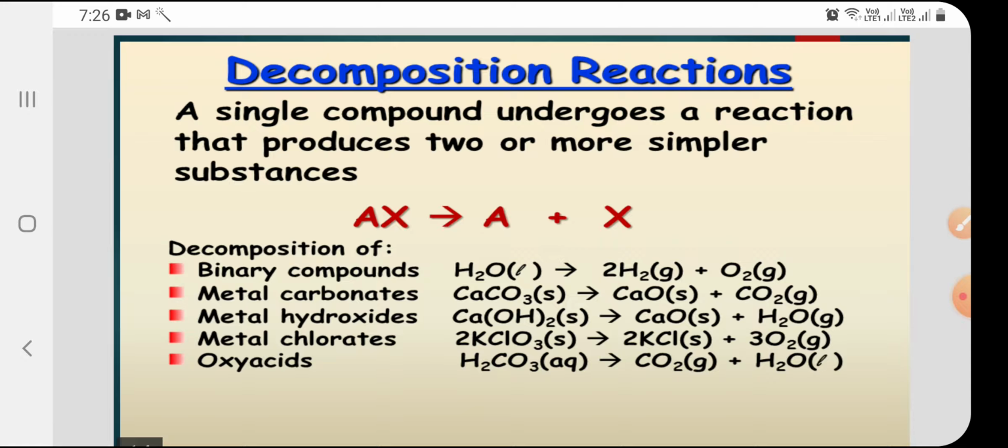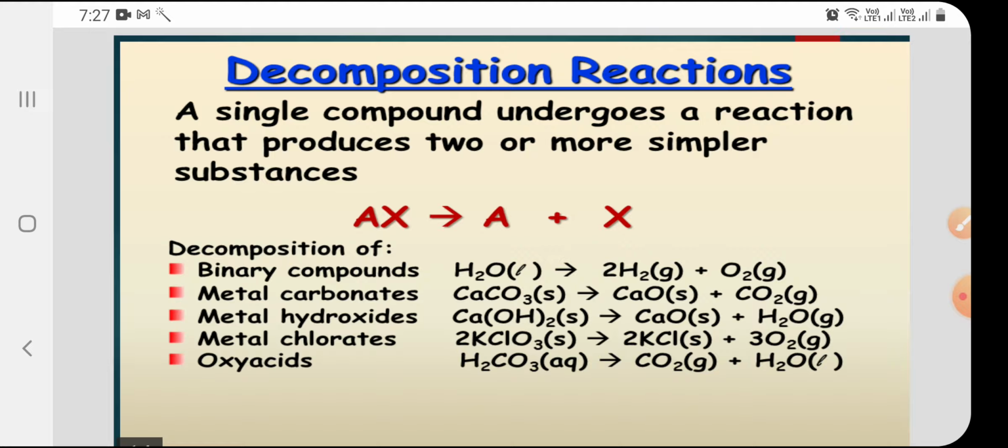A decomposition reaction is a reaction in which a single compound undergoes a reaction that produces two or more simpler substances. For example, suppose I have a compound like water. As you know, I'm talking about H2O. Now what happens when we give current to that, when we do electrolysis of water? We see that this water, which is made up of hydrogen and oxygen, splits into hydrogen and oxygen.